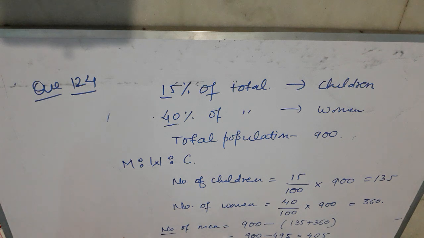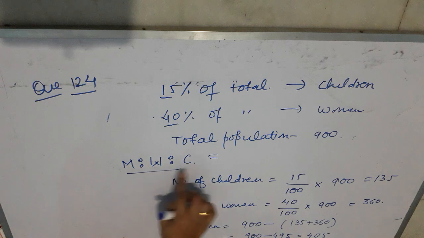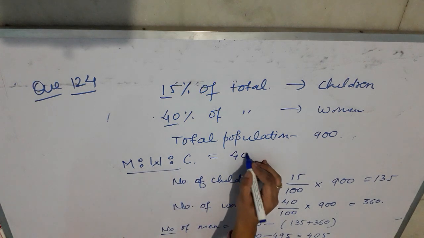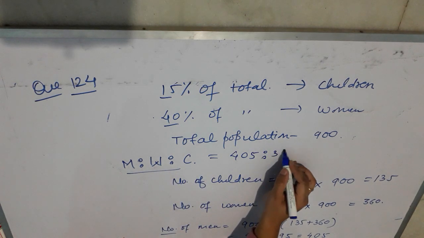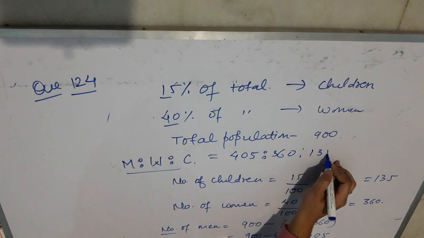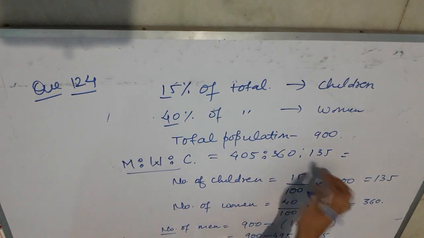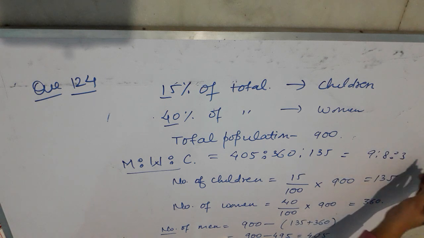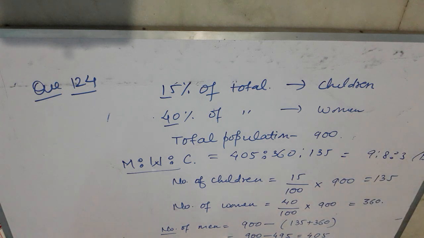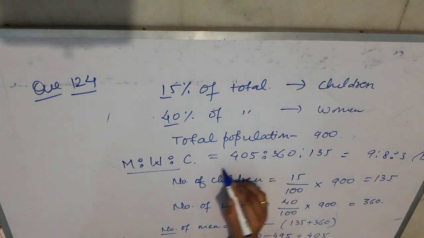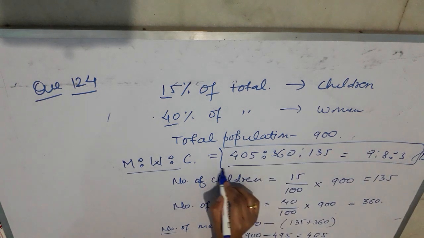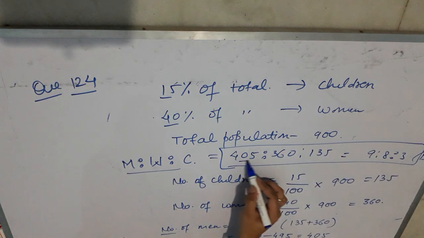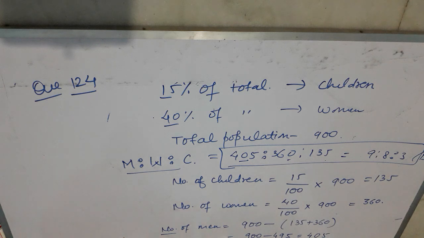This is the men population. Now he is asking the ratio of men, women and children, that is 405 : 360 : 135, and when you cancel it out, it will be 9 : 8 : 3, and that is option B. So it is the ratio. You can cancel it out with 5 and 3 also.